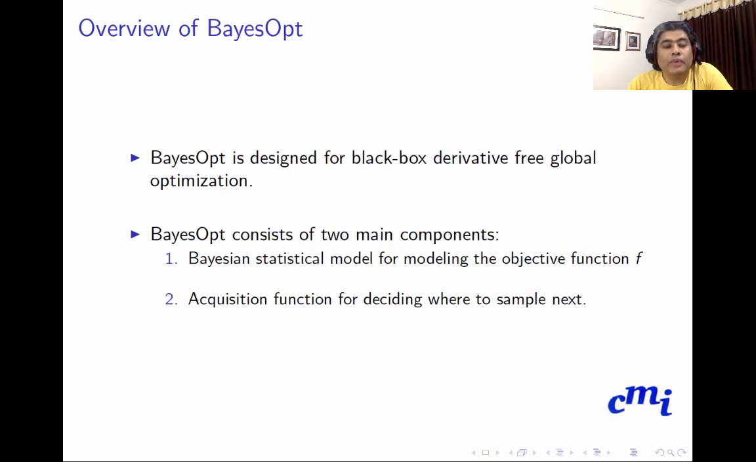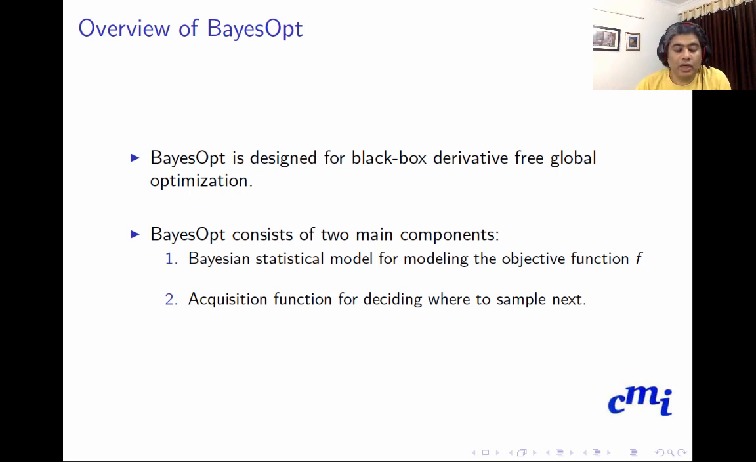So Bayesian optimization, or BayesOpt, is designed for black box, derivative-free global optimization. It consists of two main components. In the first component, a Bayesian statistical model is used for modeling the objective function f.